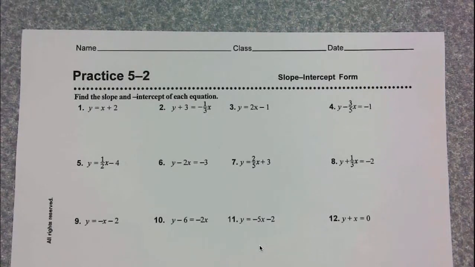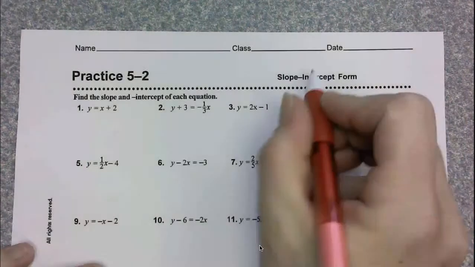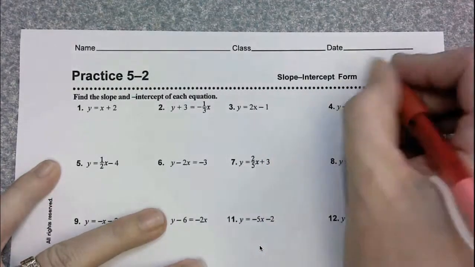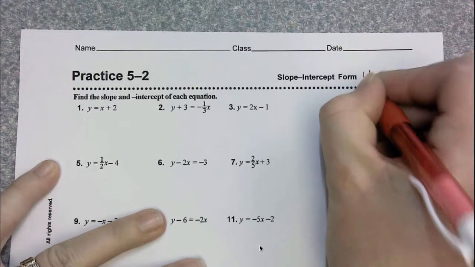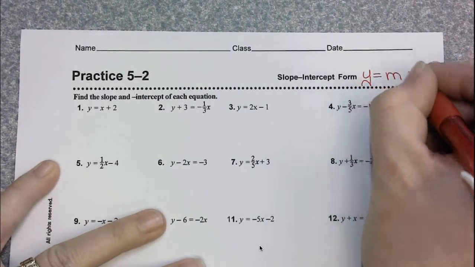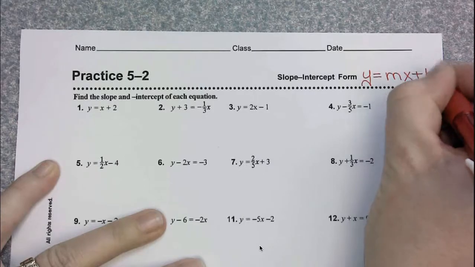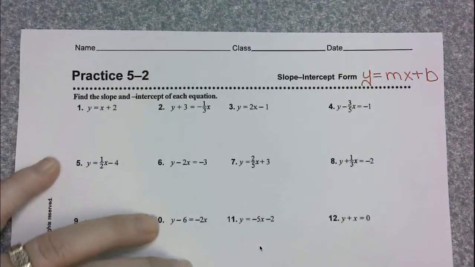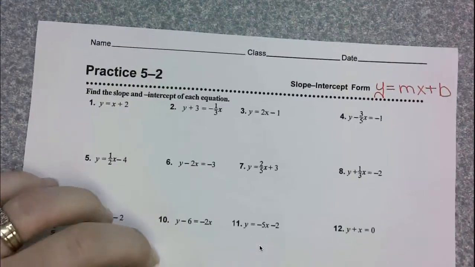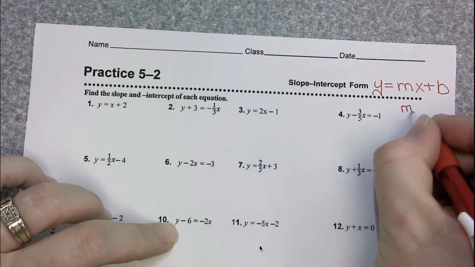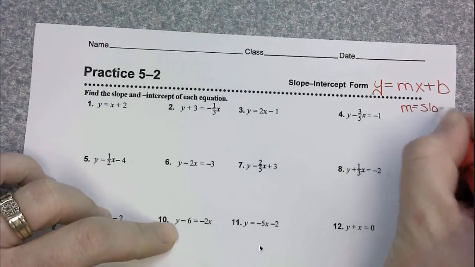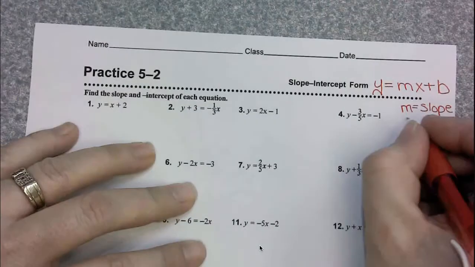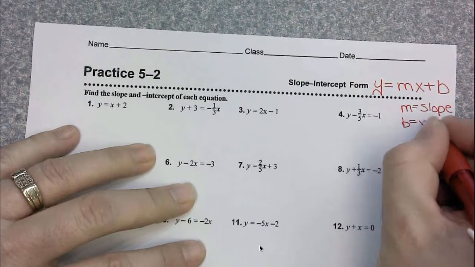Okay, 5-2, we're finding the slope and intercept. So the first thing we need to know is what is slope-intercept form. Slope-intercept form is when an equation which graphs a line is written in the form y equals mx plus b. M is your slope, it's the thing that is attached to the x, and b is your y-intercept.